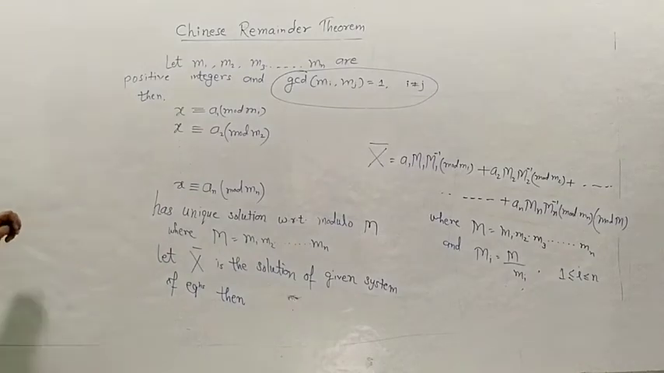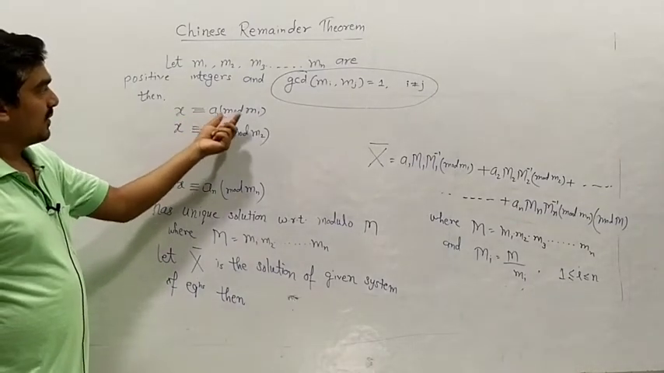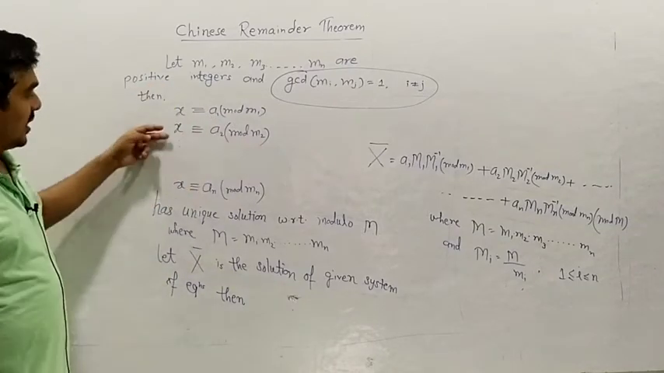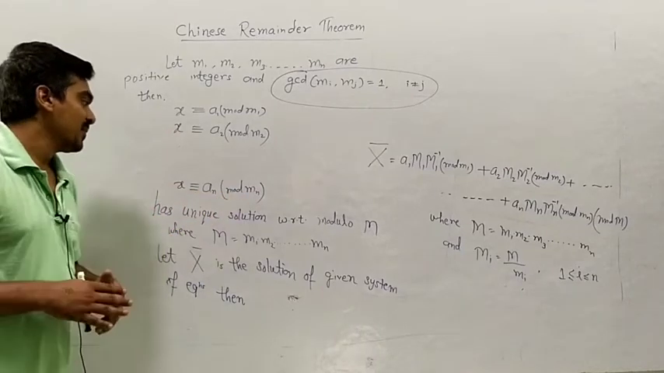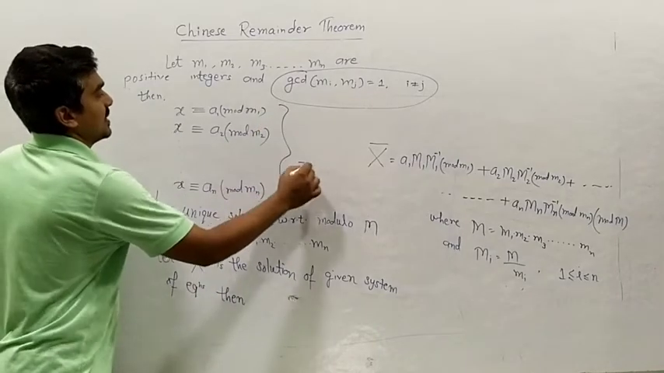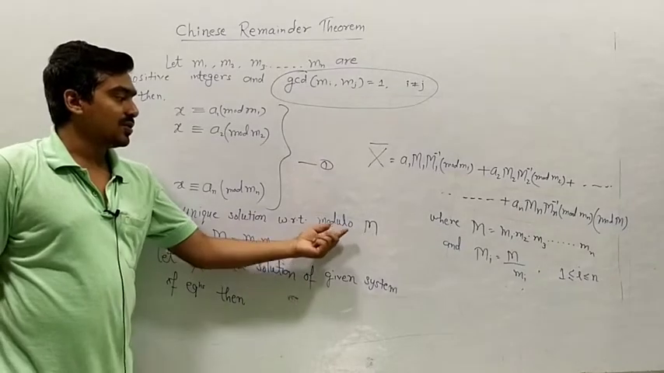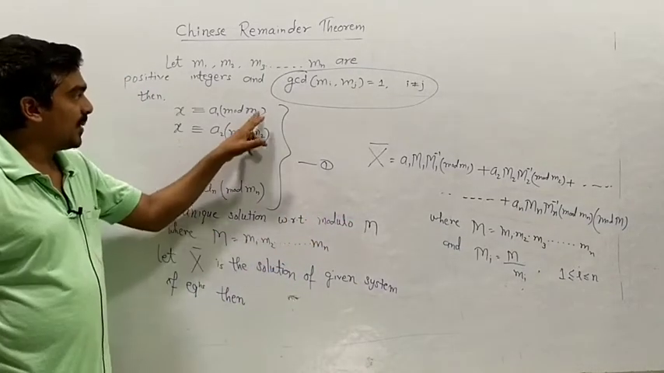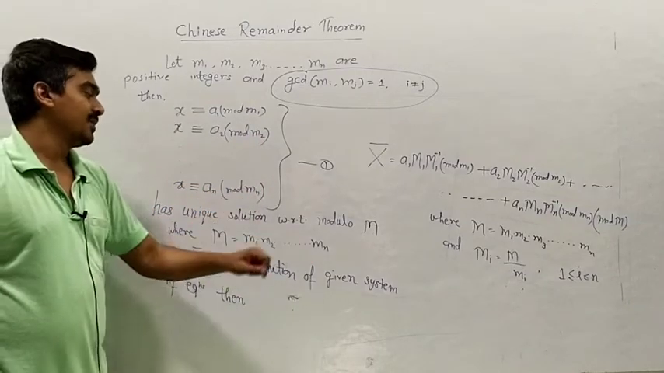Okay, then x is congruent to a1 modulo m1, x is congruent to a2 modulo m2 and so on up to x is congruent to an modulo mn. This is given as equation number 1. Okay, it has a unique solution with respect to modulo M. And what is M? M is the product of m1, m2, m3 and so on up to mn.